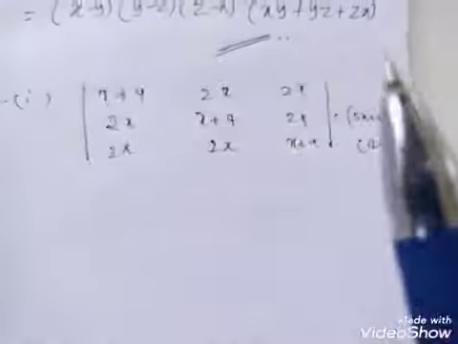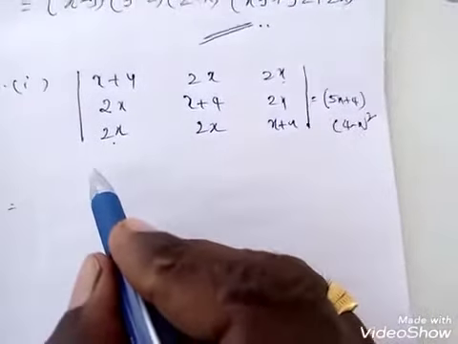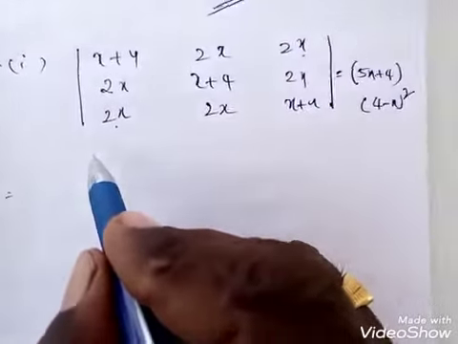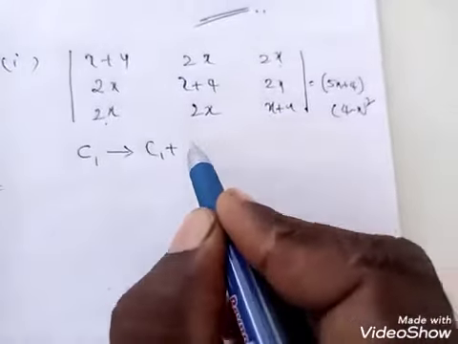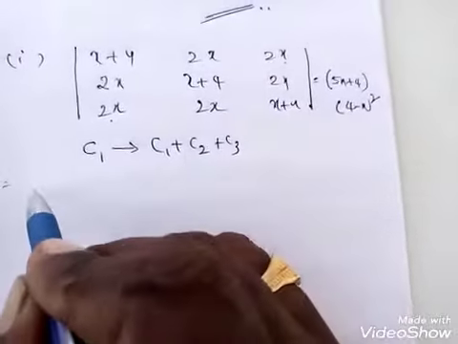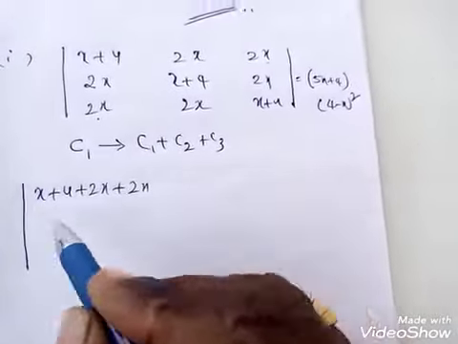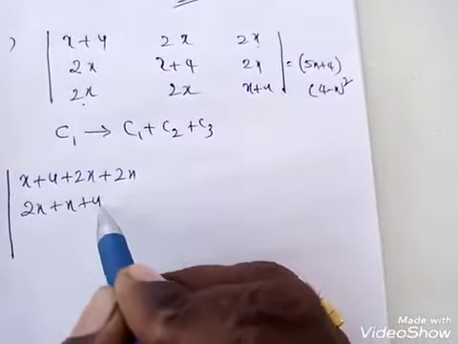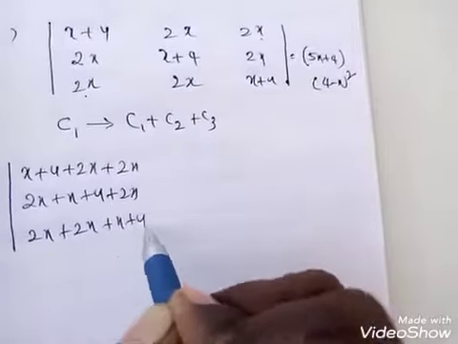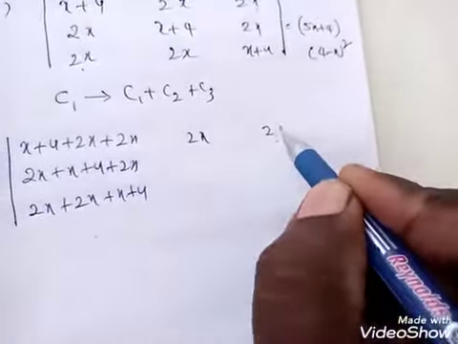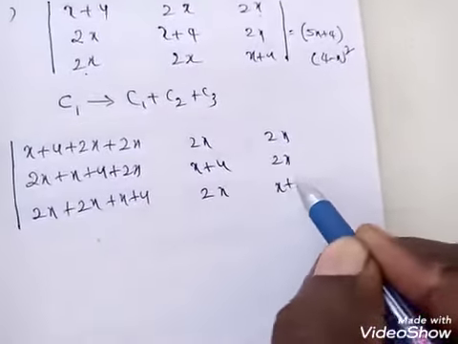But when both operations are possible, I prefer the column operation. Why? Because if you take the row, the problem becomes wide. Now I am going for C1 gives rise to C1 plus C2 plus C3. Then what you are going to get: x plus 4 plus 2x plus 2x, 2x plus x plus 4 plus 2x, 2x plus 2x plus x plus 4. Remaining columns as it is: 2x, 2x, x plus 4, 2x, 2x, x plus 4.